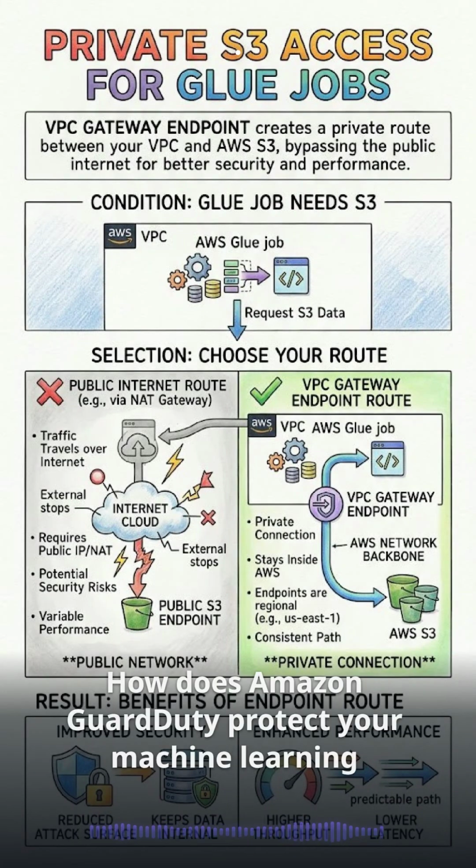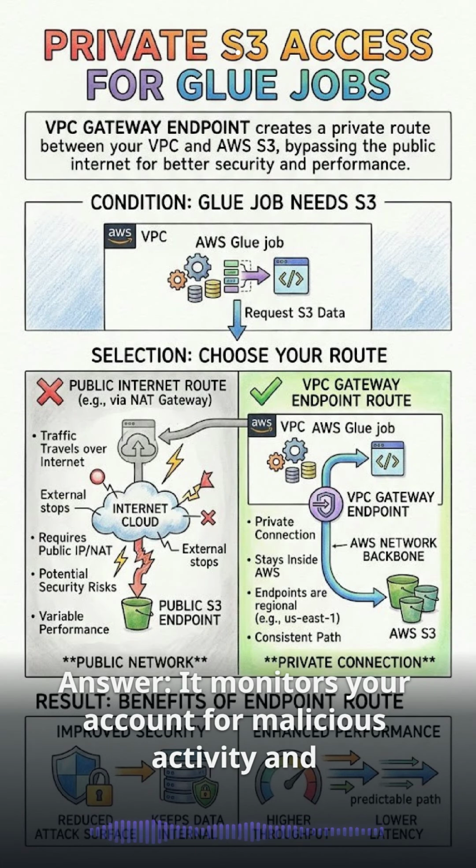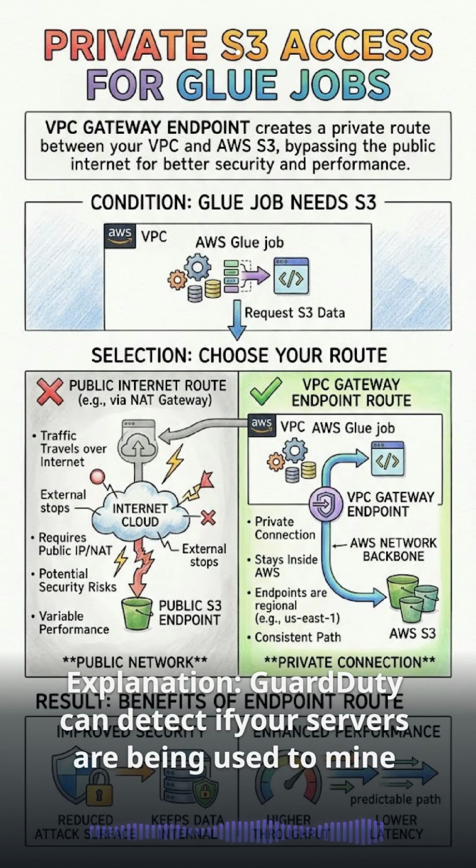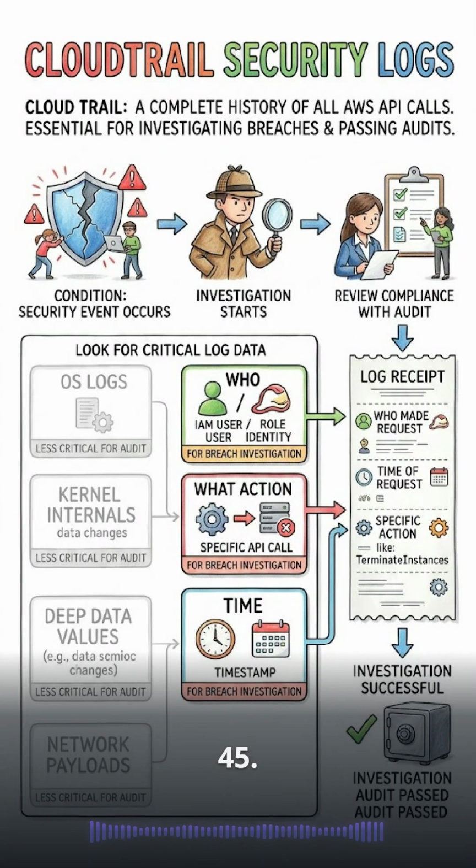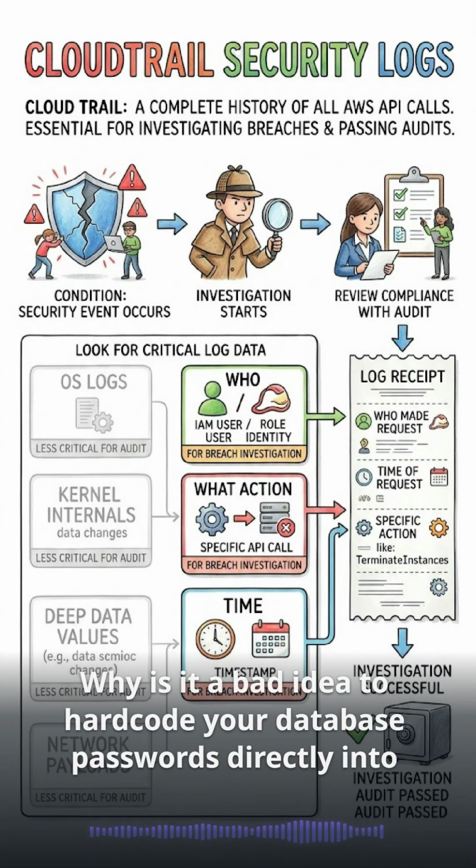44. How does Amazon GuardDuty protect your machine learning environment from modern cyber attacks? It monitors your account for malicious activity and unauthorized behavior using smart machine learning models. GuardDuty can detect if your servers are being used to mine Bitcoin or if someone is trying to steal data. 45. Why is it a bad idea to hardcode your database passwords directly into your Spark code?